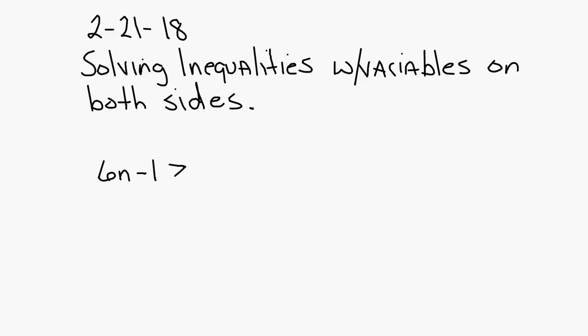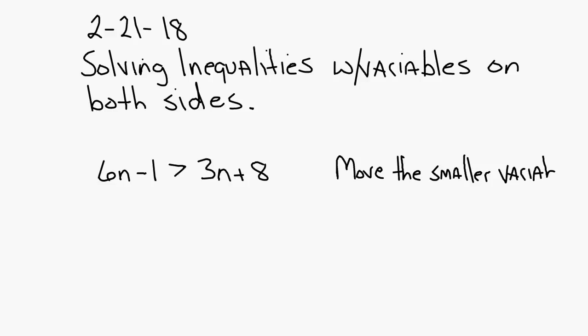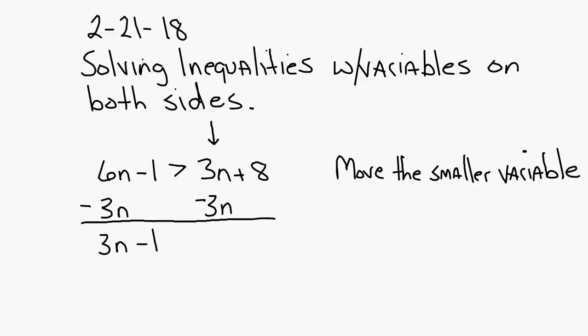is greater than 3n plus 8. I would always recommend that you move the smaller variable. Move the smaller variable, and in this case it's the 3n. So if you subtract 3n from each side, then 6n minus 3n is 3n, and drop down everything else.